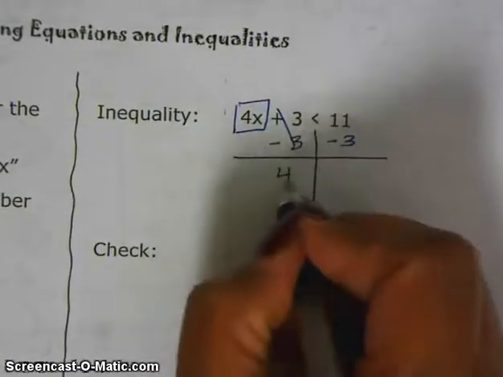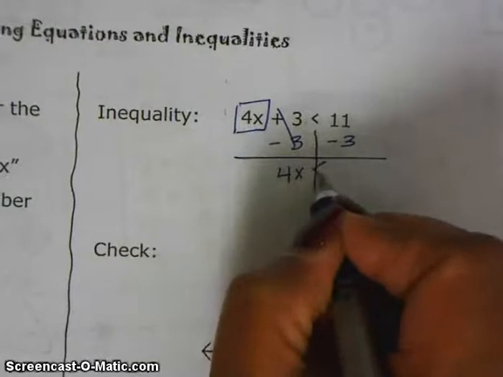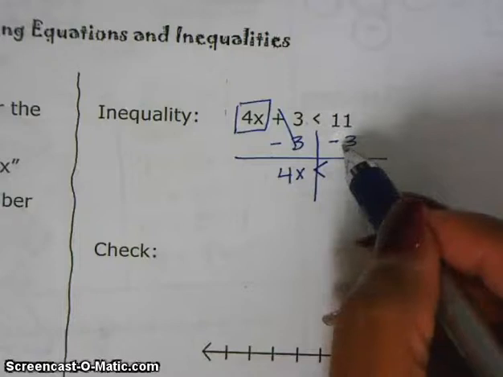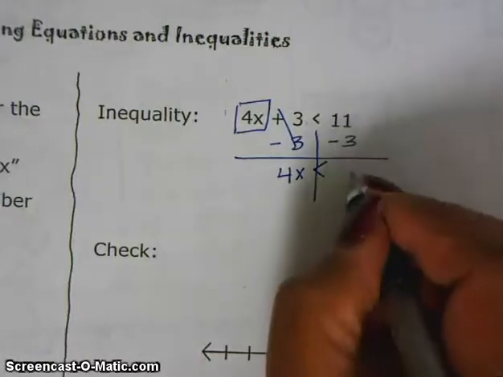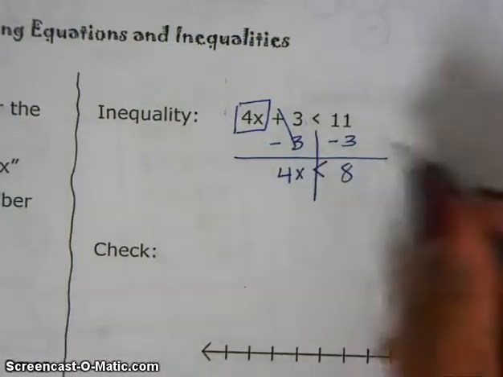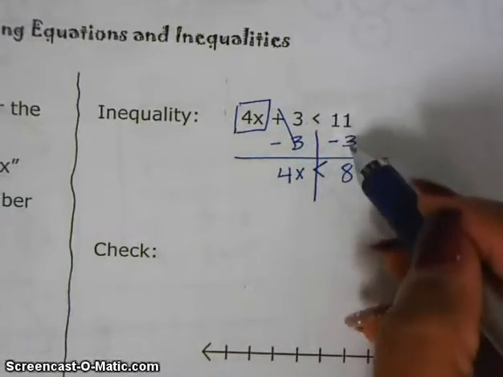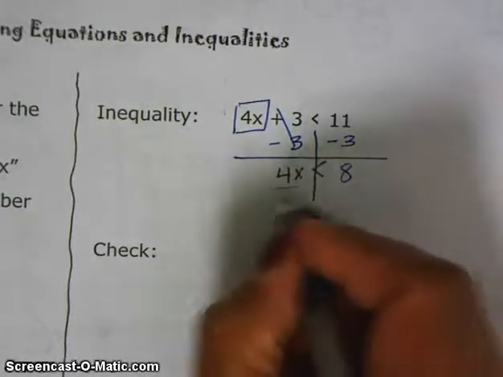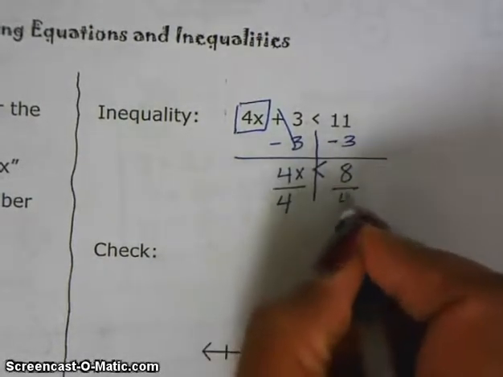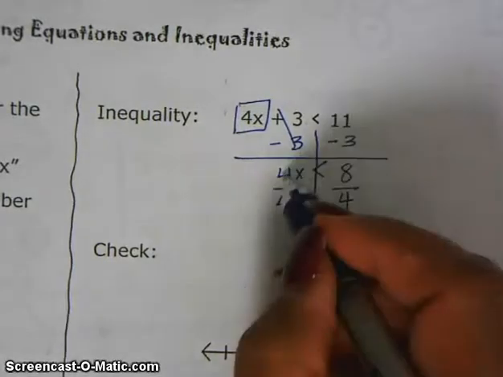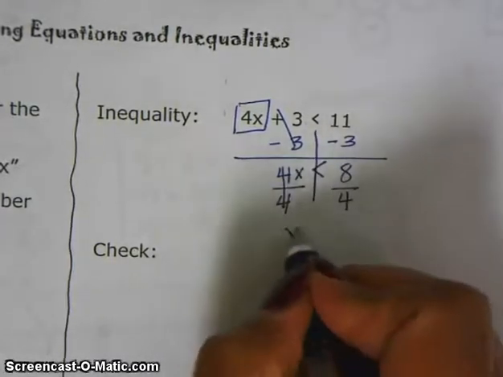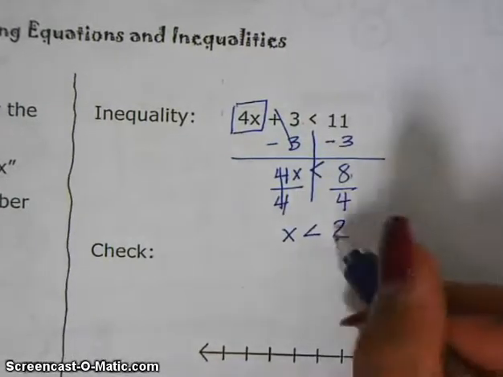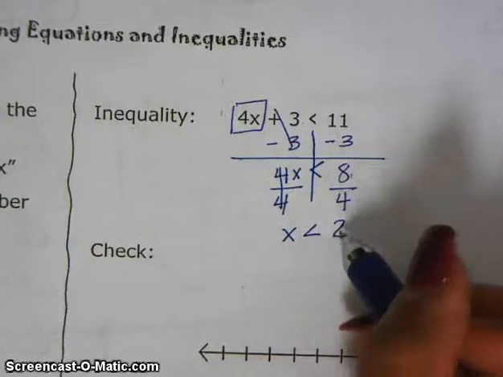I bring down my 4x, and my inequality is less than, and now I have 11 minus 3. Again, when my signs are different, it is a subtraction problem. So 11 minus 3 is 8. It is positive because the 11 was positive. It's the larger number. Okay, so now I have 4 times x is less than 8. I have to divide both sides by 4 because the opposite of multiplying is dividing. When I divide both sides by 4, I am left with the 1x, and it is less than 8 divided by 4, which is 2. Okay, so my solution is x is less than 2.